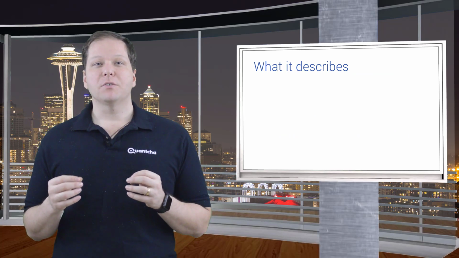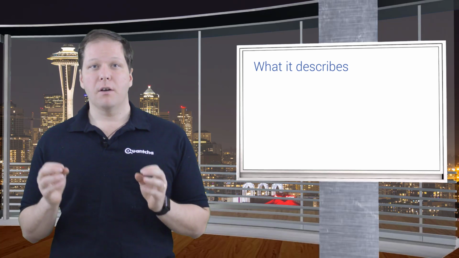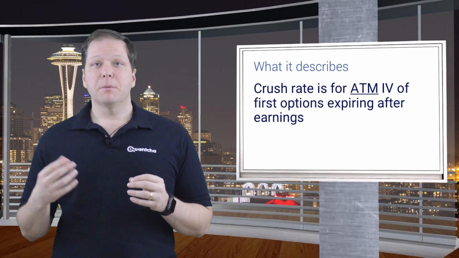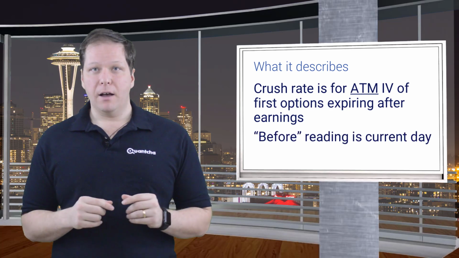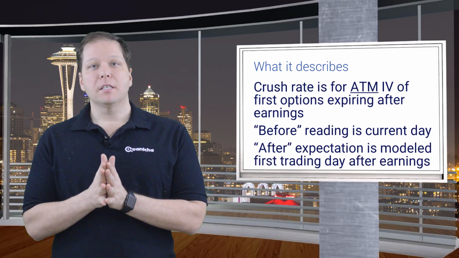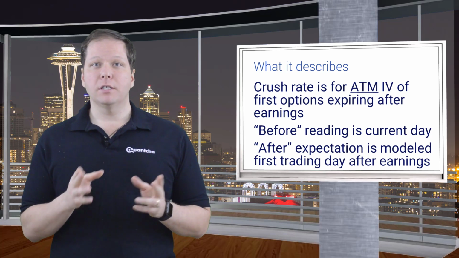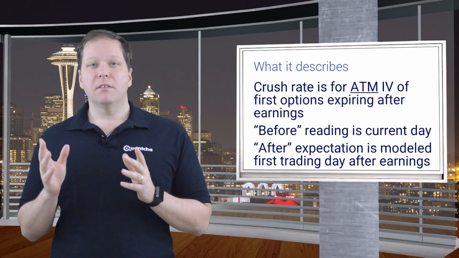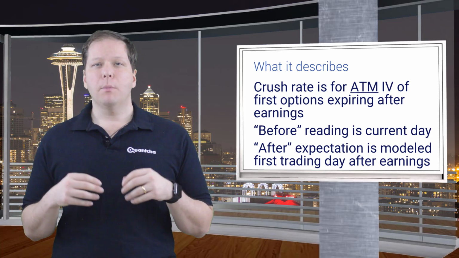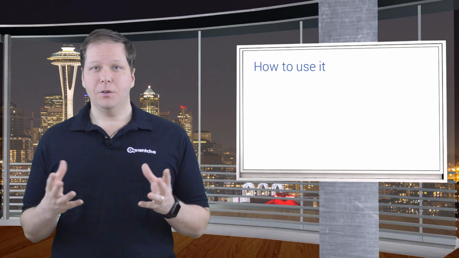Our crush rate involves two at-the-money implied volatilities for the same set of options, first expiring after the announcement. The first value is the implied volatility for those options right now. The second value is modeled based on how the market is currently pricing those same options for volatility on the first trading day after earnings are announced. We then divide the future modeled volatility by the current volatility to determine how much will be retained after the IV crush. So how do you use it?